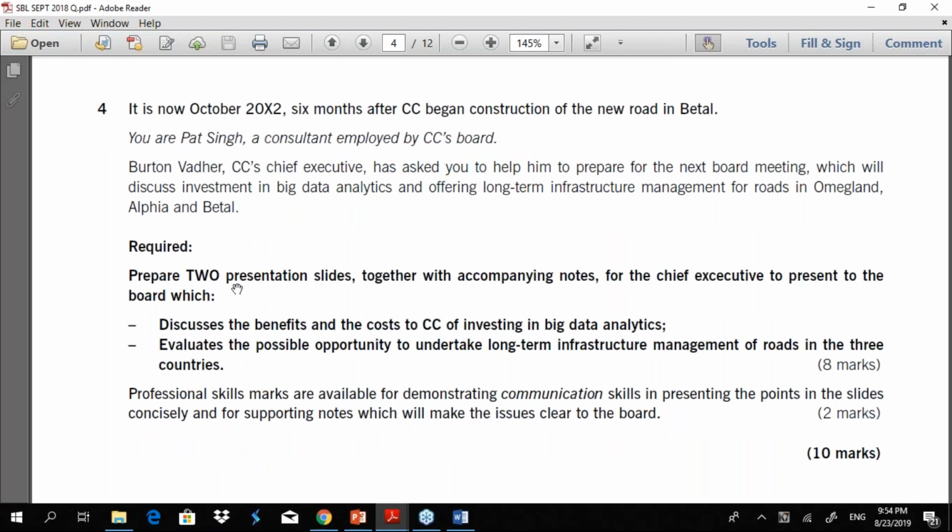Required, prepare 2 presentation slides. All right, so that is the first thing you will underline. 2 presentation slides together with accompanying notes for the CEO to present to the board, which discusses the benefits and cost to CC of investing in big data analytics, evaluate the possible opportunity to undertake long-term infrastructure management of roads in the 3 countries. So basically, opportunity to undertake long-term infrastructure management. Professional skills marks are available for demonstrating communication skills. So clear, concise communication.